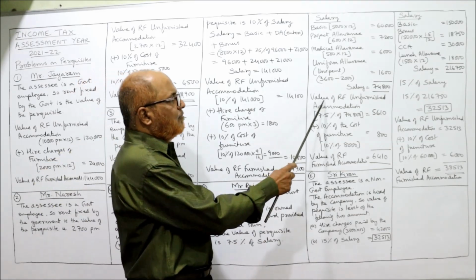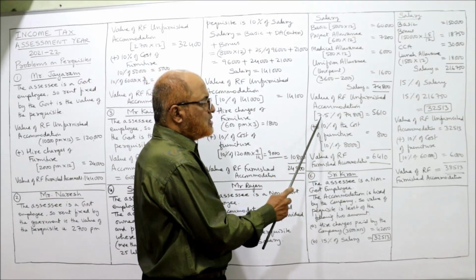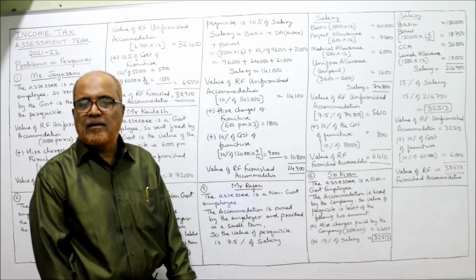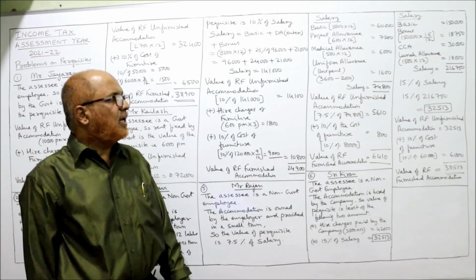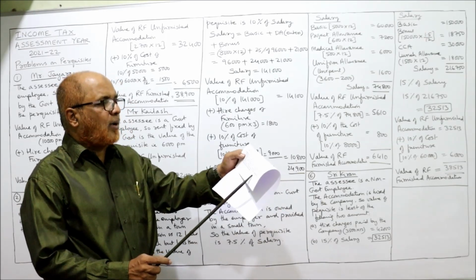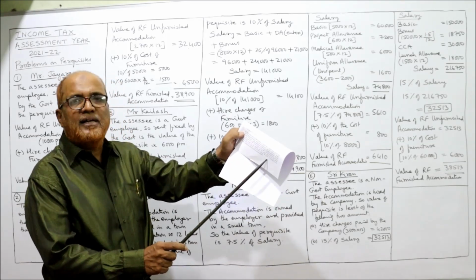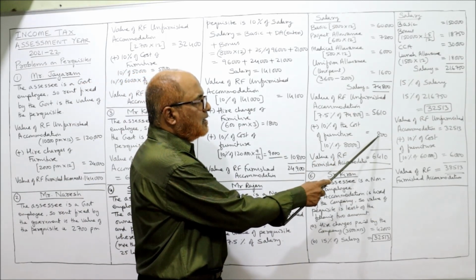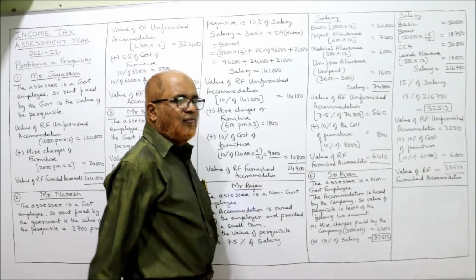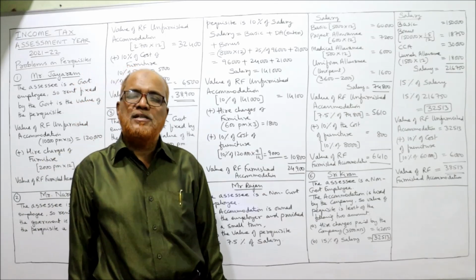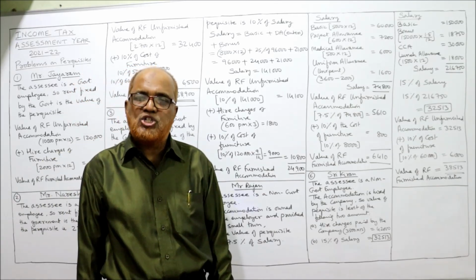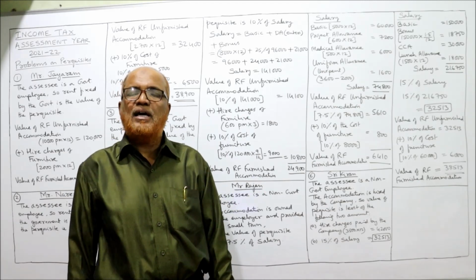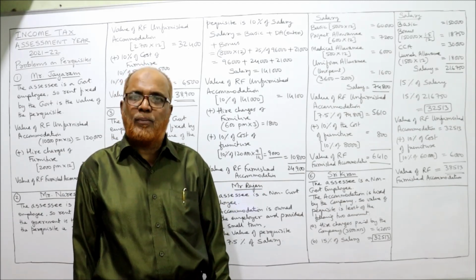7.5% of salary. Value of rent-free unfurnished accommodation, 7.5% of 74,800, 5,610. To this we add 10% of cost of furniture provided. The cost of furniture provided is 8,000. So 10% of 8,000 is 800. Take the total, 6,410. This is the value of rent-free furnished accommodation. So two problems we have seen where the employee is a non-government employee.